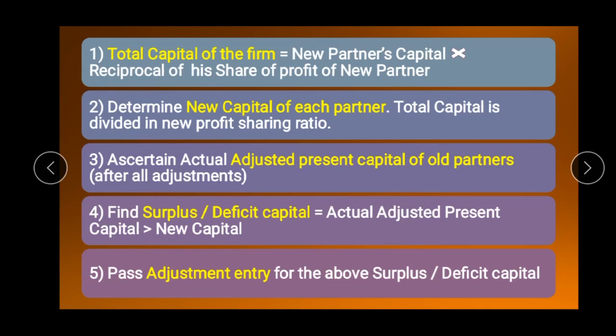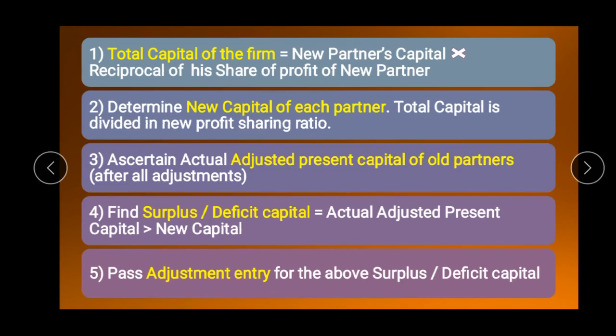In second step, the total capital is divided in new profit sharing ratio to get the new capital of each partner. So here we have calculated the new capital of each partner. In the third step, we will calculate actual adjusted present capital of old partners after all adjustments, and this can be ascertained by preparing the capital account of partners.